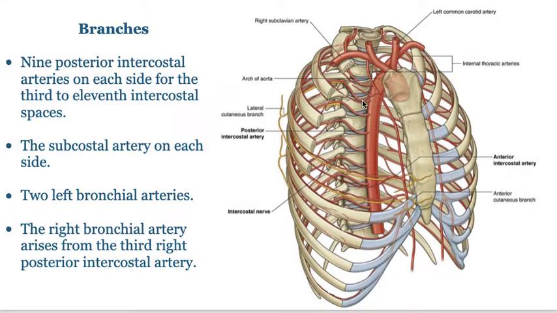Nine posterior intercostal arteries on each side for the 3rd to 11th intercostal space, right? Subcostal artery on each side, 2 left bronchial arteries, 1 right bronchial artery arising from the 3rd posterior intercostal artery. Okay.